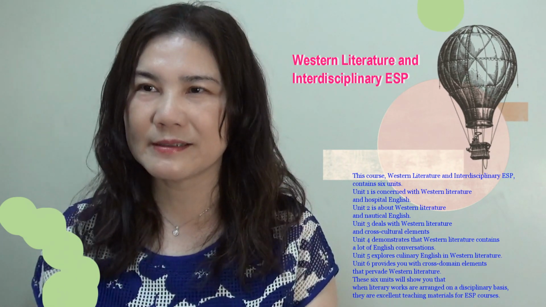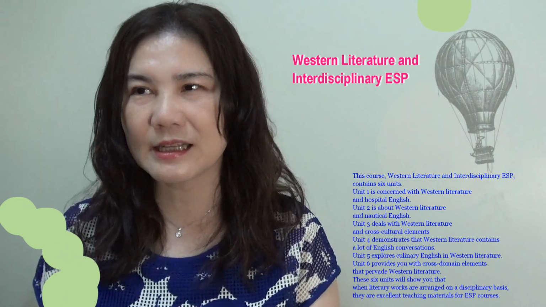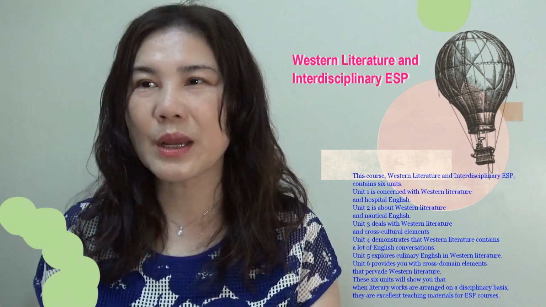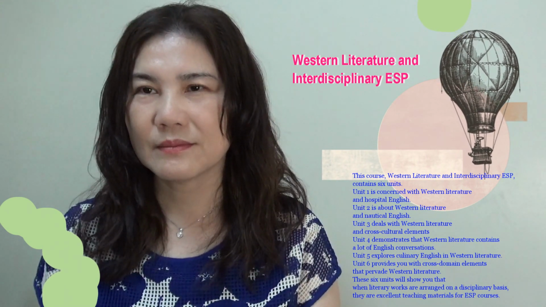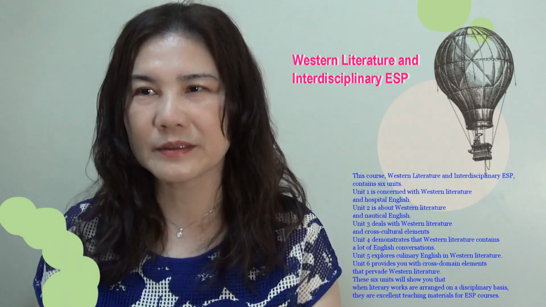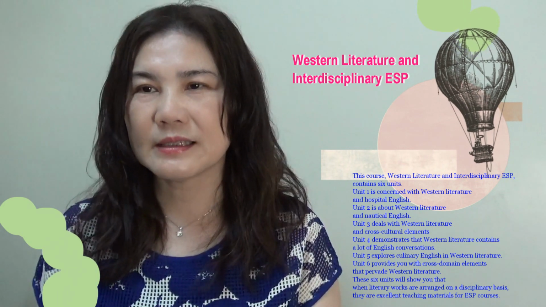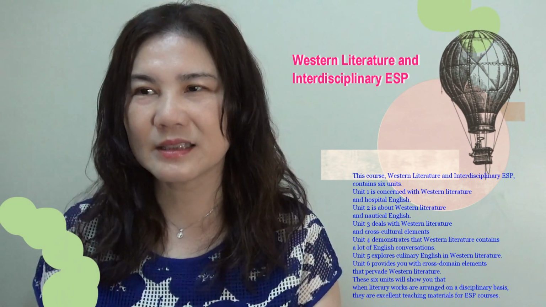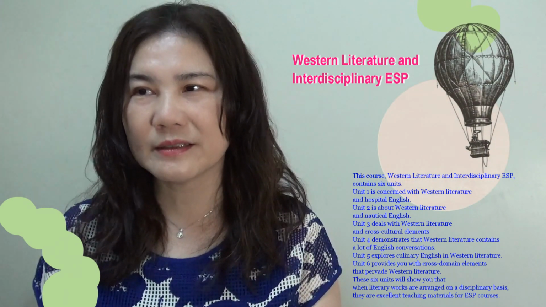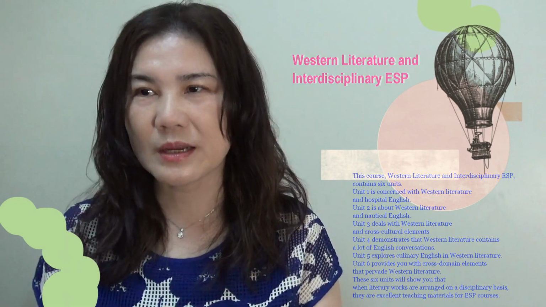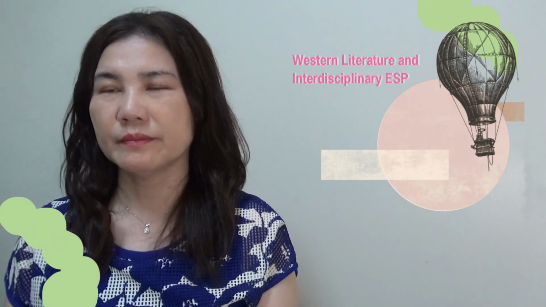Unit 4 demonstrates that Western literature contains a lot of English conversations. Unit 5 explores culinary English in Western literature. Unit 6 provides you with cross-domain elements that pervade Western literature. These 6 units will show you that when literary works are arranged on a disciplinary basis, they are excellent teaching materials for ESP courses.